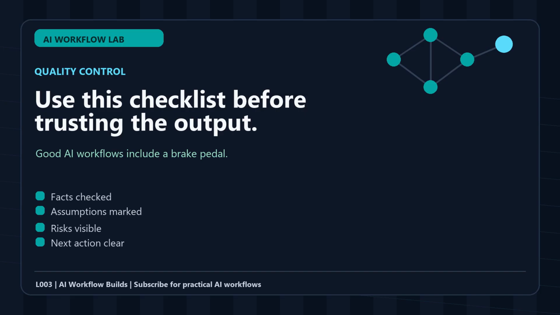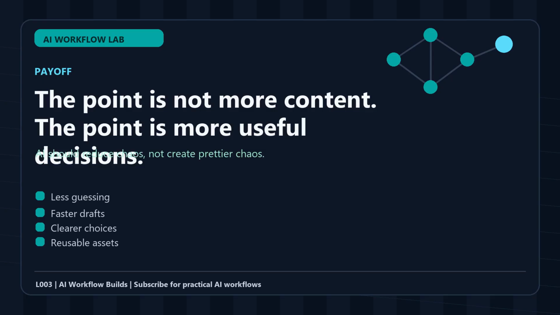Tools change. Interfaces change. Model names change. But the pattern stays useful. Define the job, gather the inputs, set the rules, produce a structured output, review the result, and improve the system with feedback. If you remember only one thing from this video, remember this: a good AI workflow makes the next human action easier. If it does not do that, simplify it. If it does, save it, reuse it, and improve it next week.